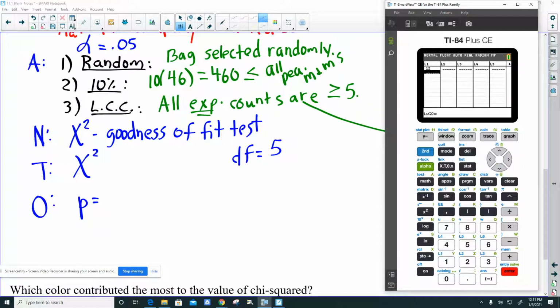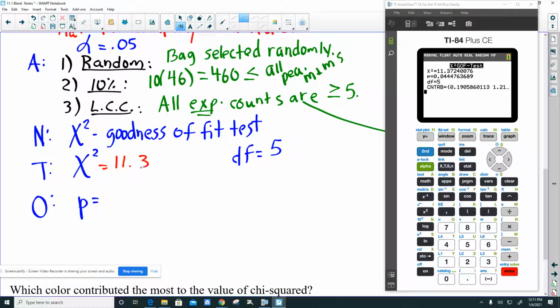We're going to put in the observed counts. Oh, I missed something. And L2 are our expected counts. I'm going to press Stat Test. I need to change my degrees of freedom to 5. Then I'm going to report the chi-square test statistic as 11.37. The p-value will be 0.04.